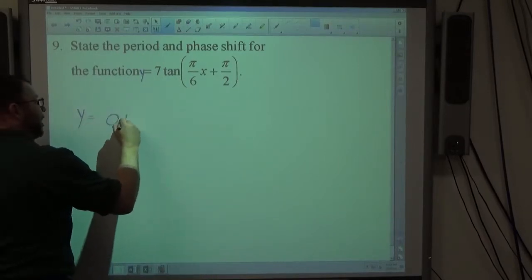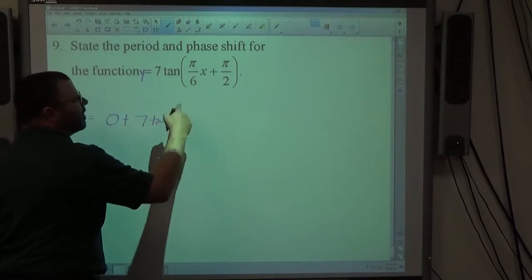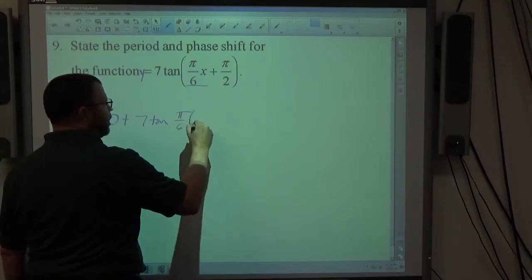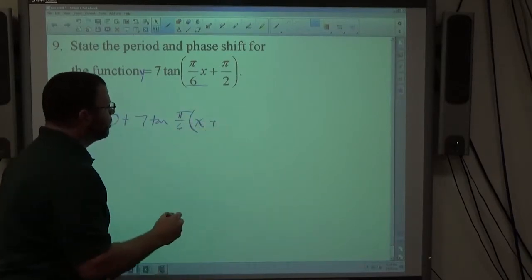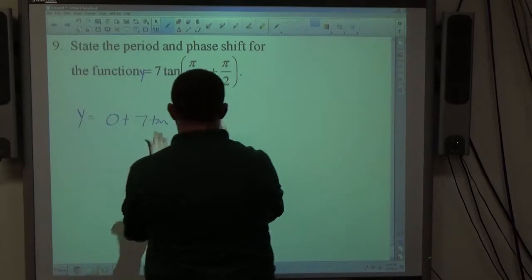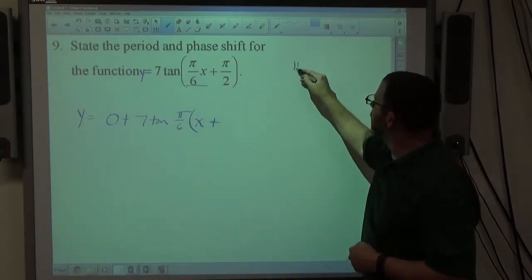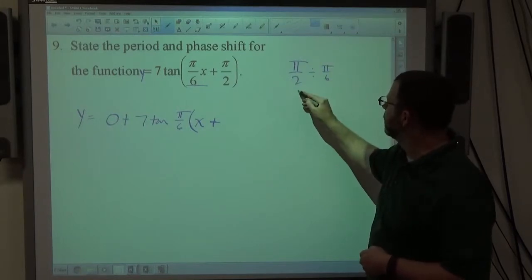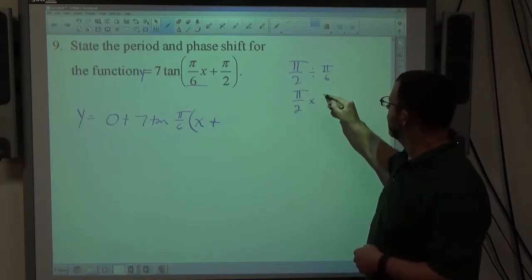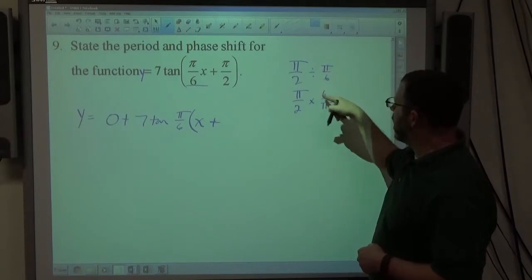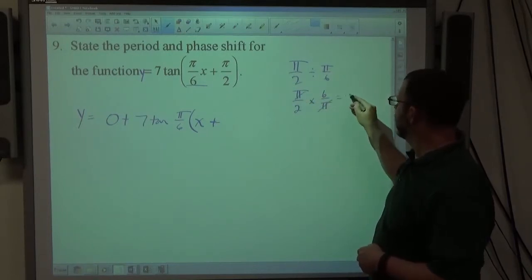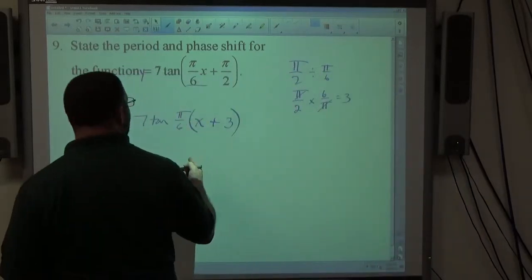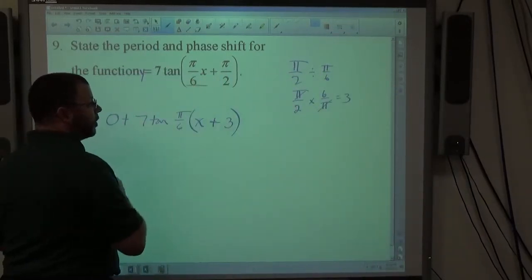All right, 0 plus 7 tangent. Once again, I want this to be x, not pi over 6x, so I'm going to factor out a pi over 6, x plus. Now, some of you might get messed up a little bit with factoring a pi over 6 out, but all I'm doing is taking pi over 2, the number that's there, and dividing by pi over 6. That's what I'm taking out. Divide by a fraction, same as multiply by the reciprocal. We're just going to get a 3 there. So pi over 6 times x plus 3 is equivalent to pi over 6x plus pi over 2.